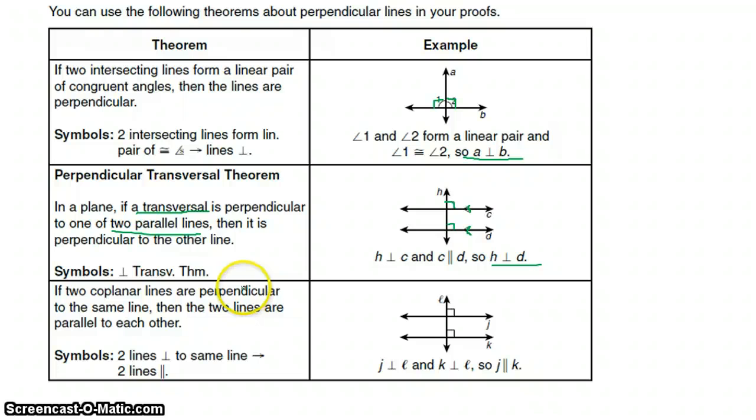Okay? And our last theorem states if two coplanar lines are perpendicular to the same line, then the two lines are parallel to each other. So if we come over here, if two coplanar lines are perpendicular, so we're saying that line J is perpendicular to line L and line K is perpendicular to line L. So if both these lines are perpendicular to our transversal, then we will be able to conclude that they are actually parallel to each other. And we could put in our symbol.